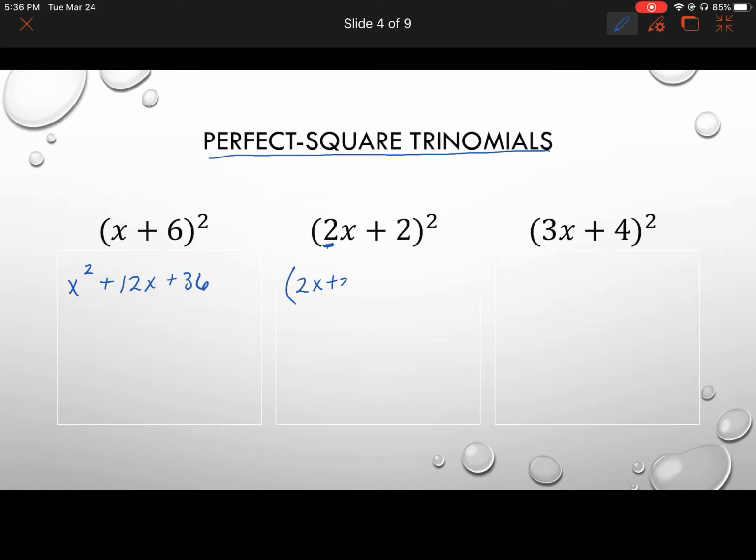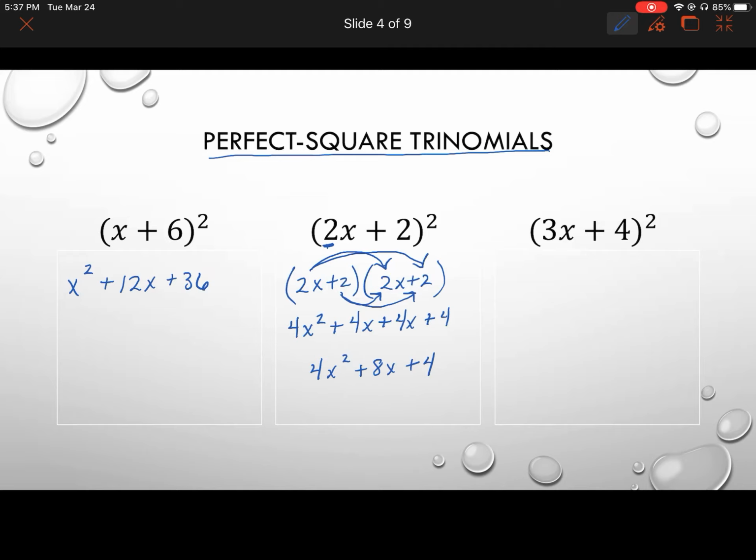Maybe let's try it first the expanded way and use FOIL. Okay, let's see what happens. So I've got the first times the first, so 4x squared. The outside terms, 2x times 2, is just going to be 4x. Then I'm going to get the same result from the inside, right? So that kind of holds true. That's still the same, so 4x again. And with those last terms, it's still going to be 4. So combining like terms, I end up with 4x squared plus 8x plus 4.